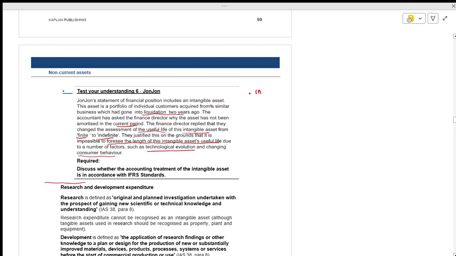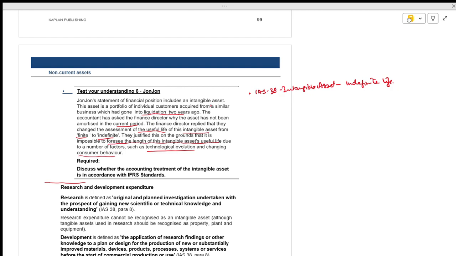What it says, if we are saying that IAS 38 intangible asset has an indefinite life only if there is no foreseeable limit. When we say it is going to be an indefinite life, is it only if there is no foreseeable limit? Is it right? No foreseeable limit.